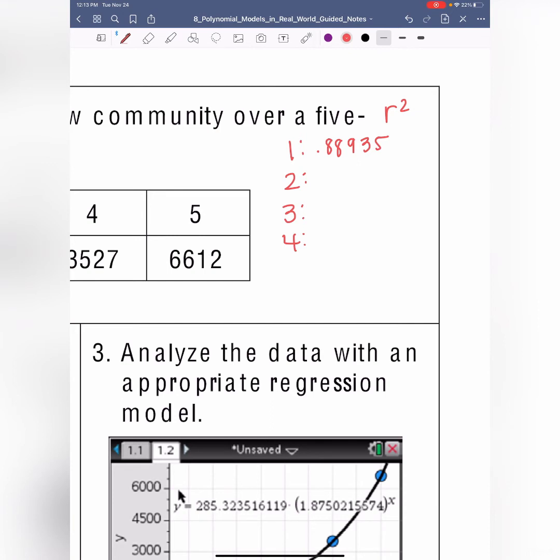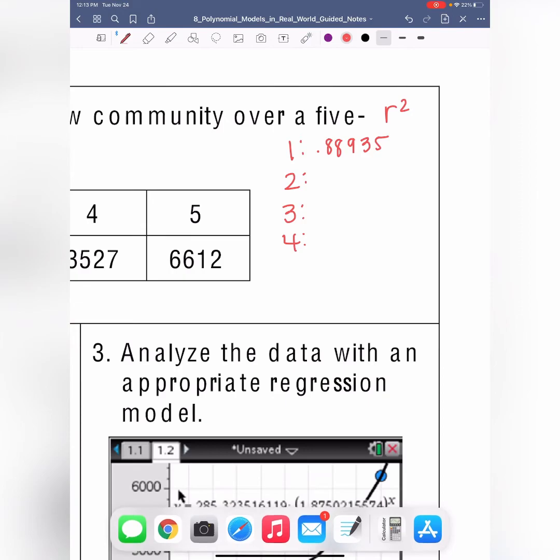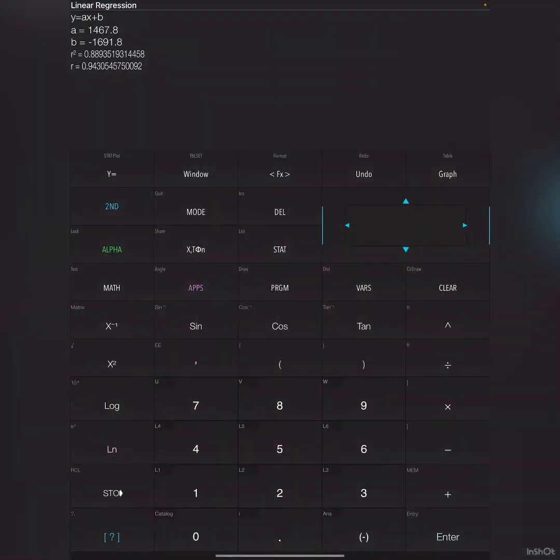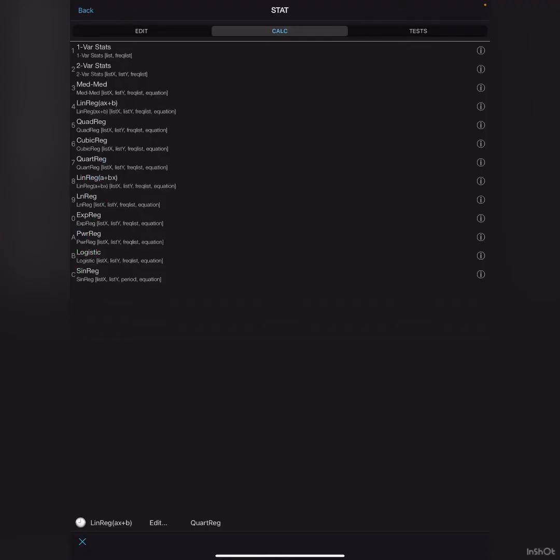All right, now we're going to do that same process, and then we're going to do it for a quadratic. So for the quadratic now, we'll go back. We'll go to Stat, Calculate. Now we're going to do quadratic. So on this one, it's number 5.